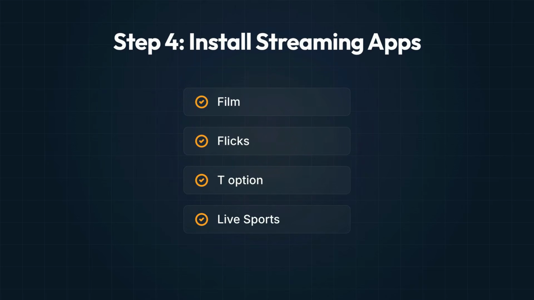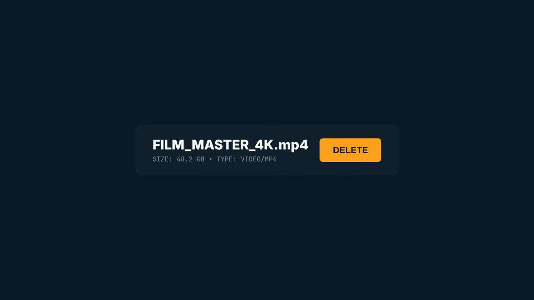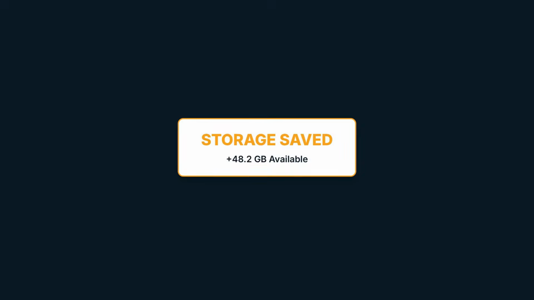Step 4 is to install the streaming applications. Scroll down the Favorites page to find the Premium Video section. Click on the first application called Film. A prompt will say, Downloader is not authorized to install apps. Click Settings, highlight Downloader on the list, and turn it on. Go back, select Install, and then click Done. Select Delete twice to clear the installation file and save storage.